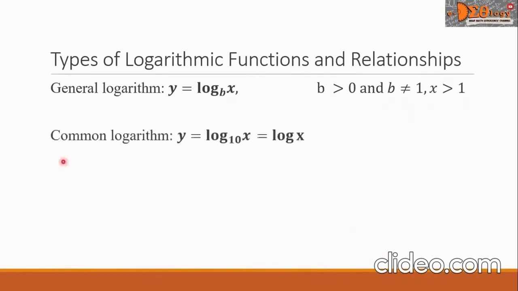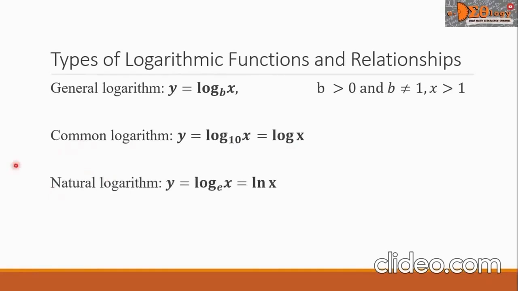The next type is common logarithm, and this is equal to y equals log of x to base 10. We say that this is common logarithm when we have a base of 10. And if we have a base of 10, we can simplify the log notation into log x. So in here, the base is not written. So every time we see a log without any base, that is understood to be base 10. And we call this common logarithm.